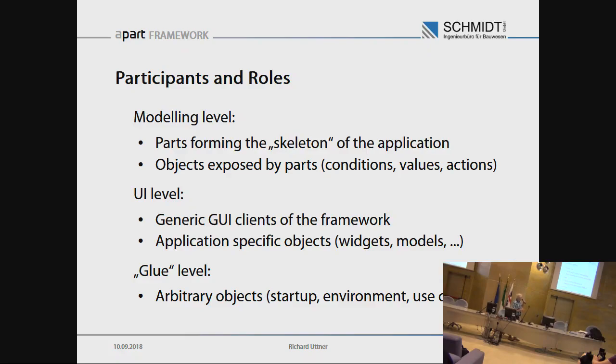On the UI level, we have generic GUI clients that are provided by the framework because they do the elementary communication. And we have a lot of application-specific objects. We don't care about them. It's just so that we have to have a modeling counterpart of them. So if the GUI comes up with some specific widget that needs a model, then we have to provide this model, and otherwise this widget would not be supported.